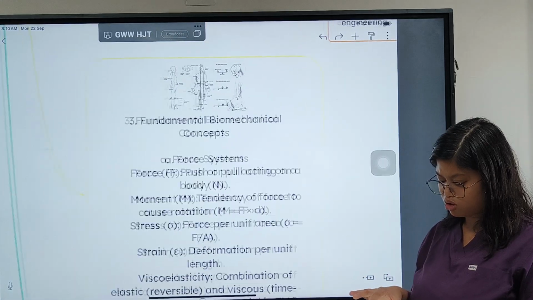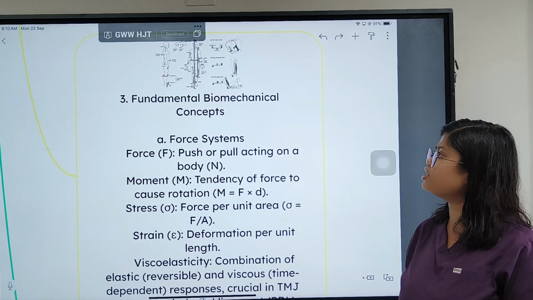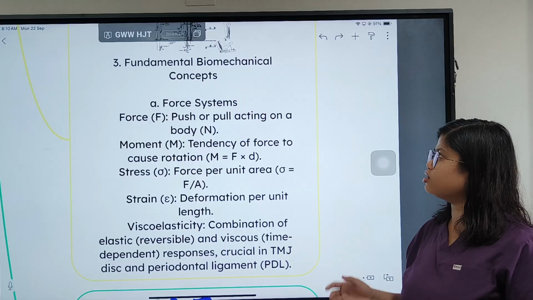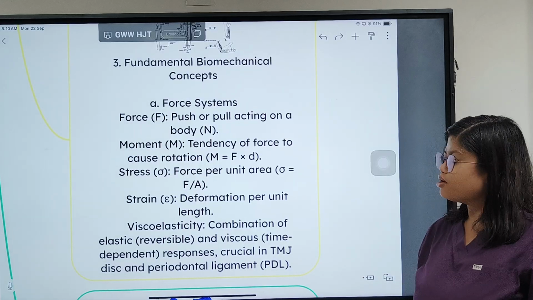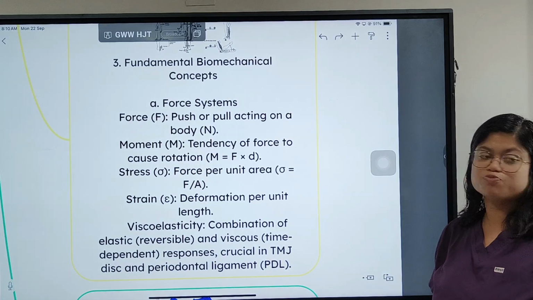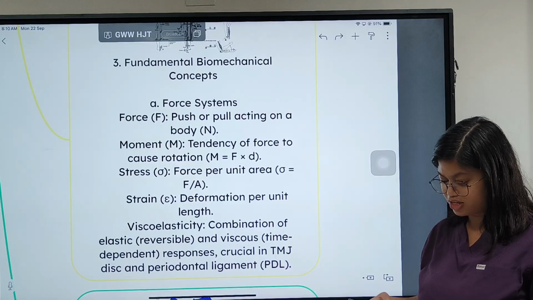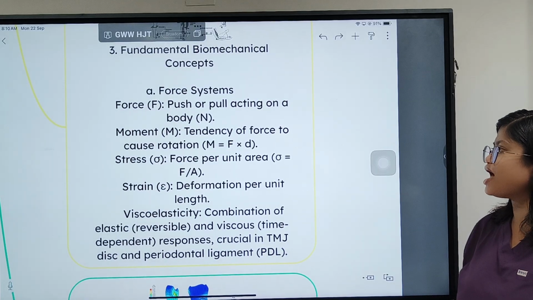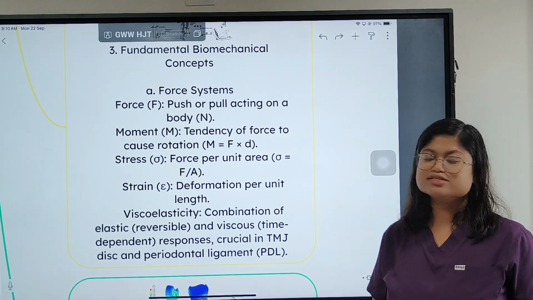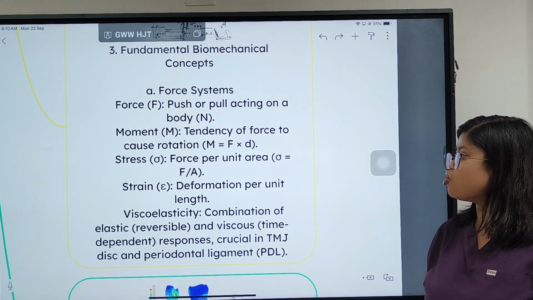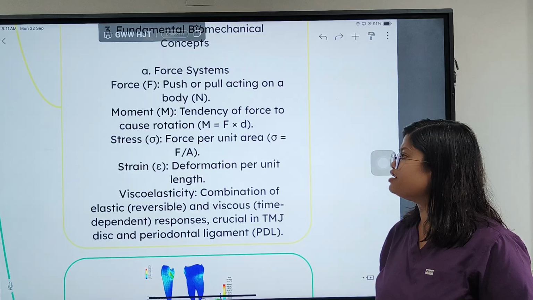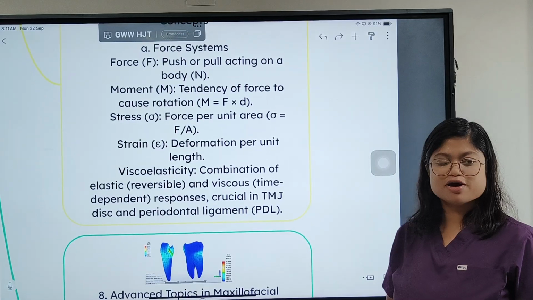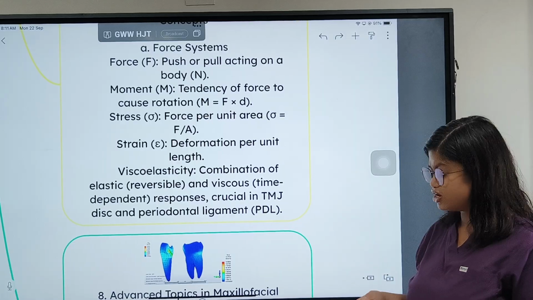So we will be going through the fundamental biomechanical concepts in detail. Every system has been developed through physics forces, or the principles of the various force systems. That is force, the push or pull acting on a body; moment, the tendency of a force to cause rotation or movement; stress, force per unit area; and strain, deformation per unit length. These are the basic terms that we need to know.